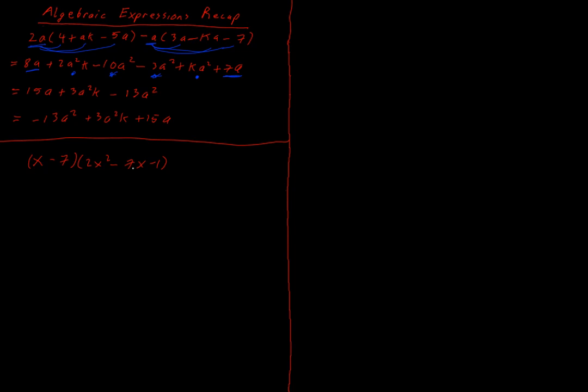Now, if I get into multiplying some larger brackets out, I have my first bracket here multiplied by my second bracket, and I'm going to take the first term in the first bracket, multiply it by everything in the second bracket, and the second term in my first bracket multiplied by everything in the second bracket. So let's write that out. x on 2x squared minus 7x minus 1, and then minus 7 on the same thing on the second bracket.